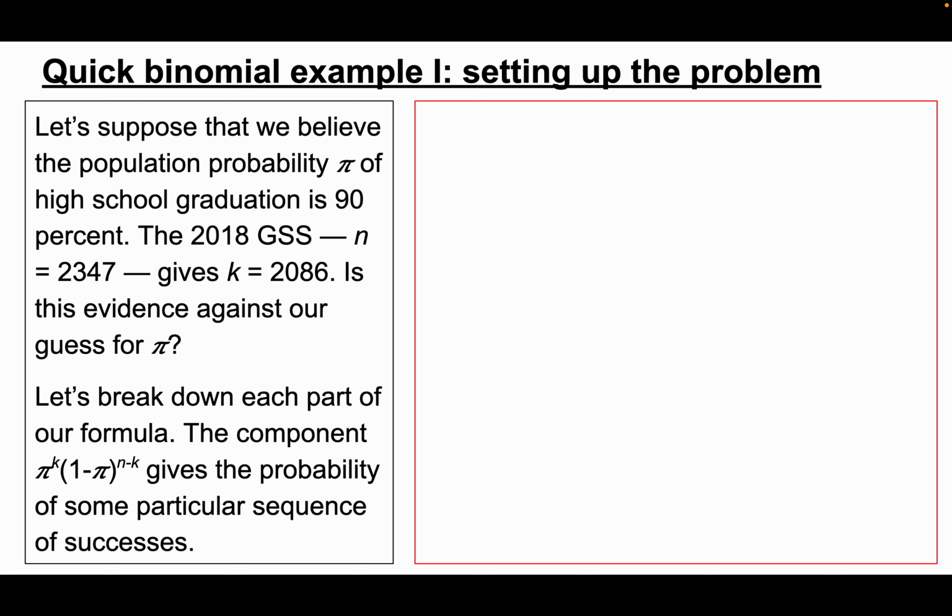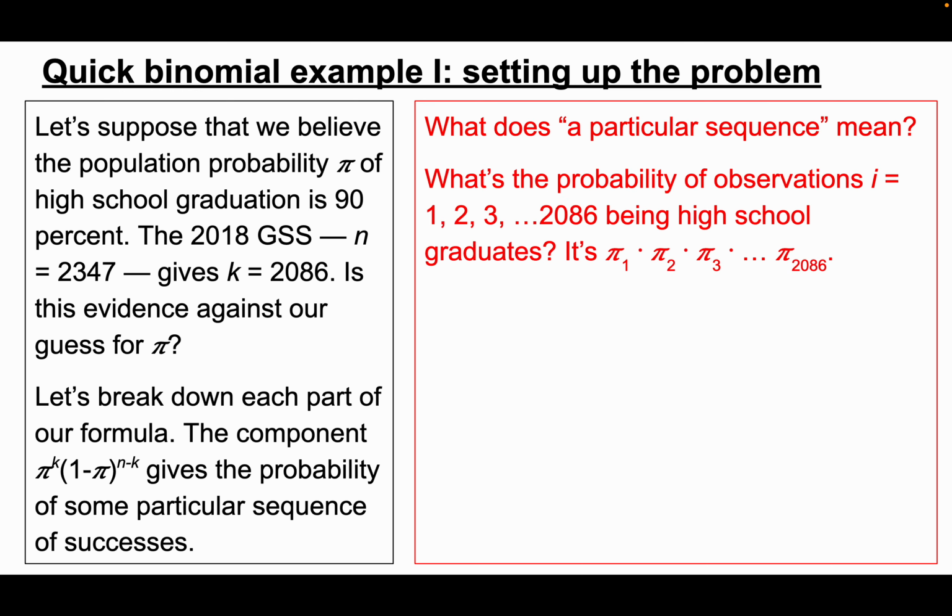So taking pi to the k times 1 minus pi to the n minus k gives the probability of some particular sequence of successes. So what does that mean? Well, what's the probability of, say, observations i equal to 1, 2, 3, all the way up to 2086 being high school graduates, which happens to be just the number of successes observed in the GSS? It would be pi sub 1 times pi sub 2 times pi sub 3, all the way to pi sub 2086. That's just this quantity here.